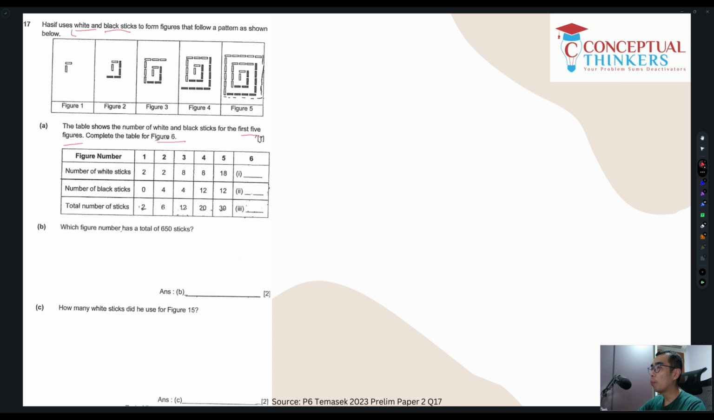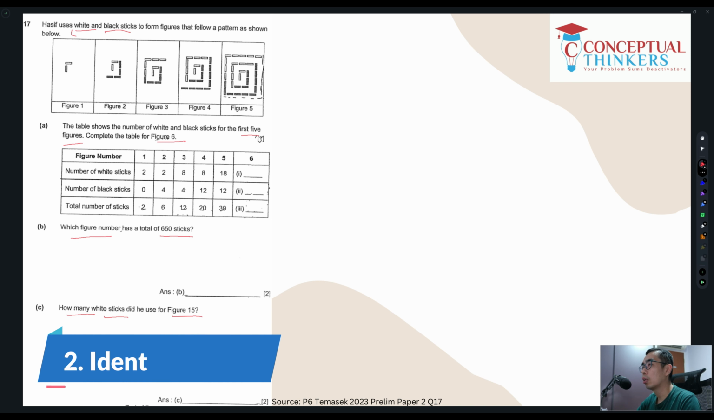Now for part B, we need to find which figure number has a total of 650 sticks. And lastly, we need to find how many white sticks he used for figure 15. Now if you look at the component of the marks, it will be 1, 2, 2. So usually a number pattern question will be one of the last few questions, and it will usually be a 5 marks question when we see a question with figures and also a table. Okay, so now let's start and implement the steps to solve the question.